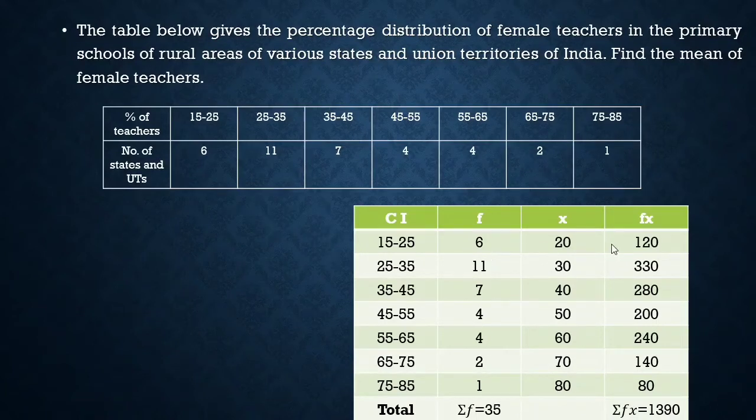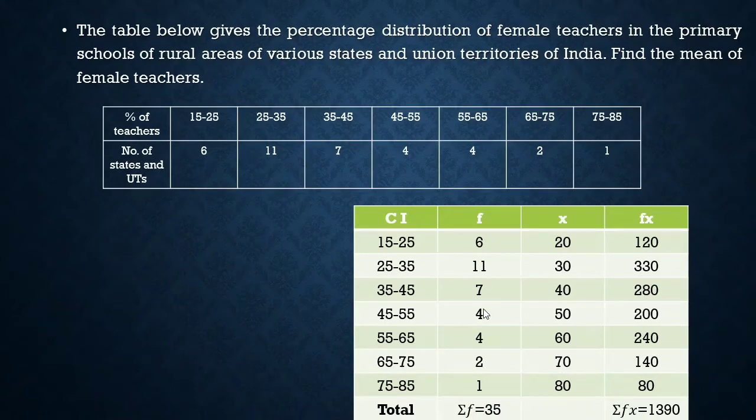So now the first job is to calculate the class mark x. Adding them and dividing by 2: 15 plus 25 we get 40, 40 by 2 is 20; 25 plus 35 is equal to 60 and 60 by 2 is 30; 35 plus 45 is 80, 80 by 2 is 40. So on, we have calculated the class marks for each of the given class intervals. So we have our f values, we have our x values.